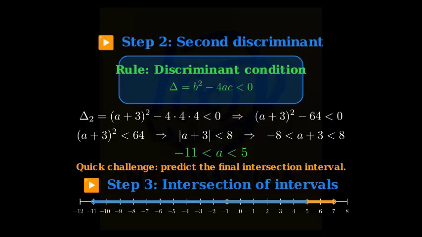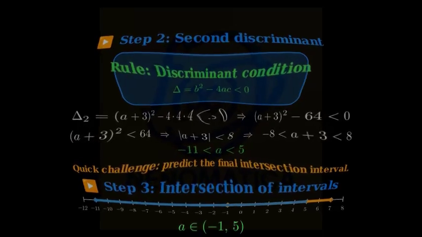Step 3. Take the intersection of the two intervals. We have negative 1 less than a less than 7 and negative 11 less than a less than 5. The intersection is negative 1 less than a less than 5. That is our final answer.